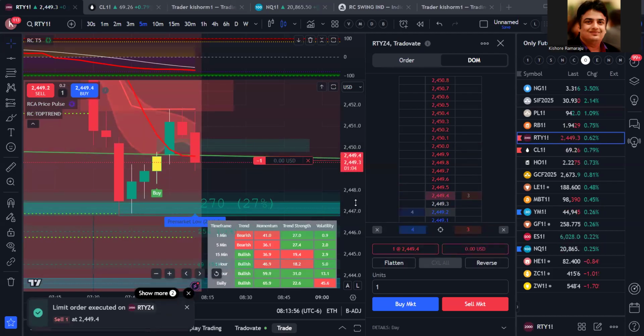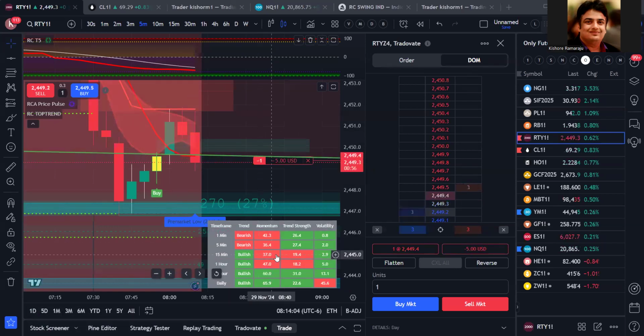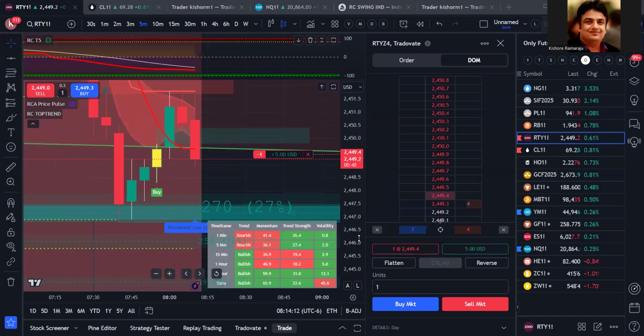I took a short on RTY because it went up and then started dropping. My 1 minute is bearish, 5 minutes is bearish. This is also nearly bearish when there is proper trend strength, right? Your T5 line is red. Your T5 line is red. Your price pulse line is red.